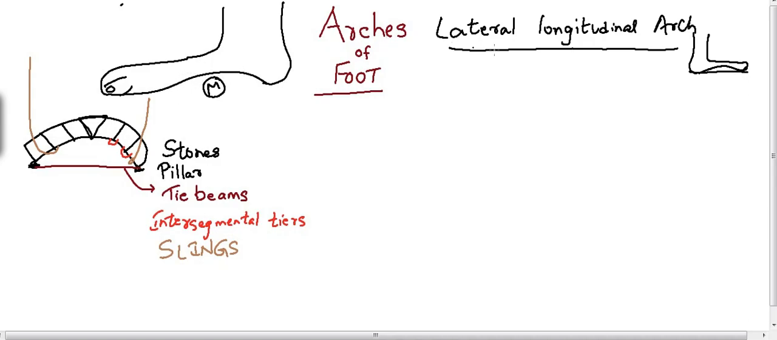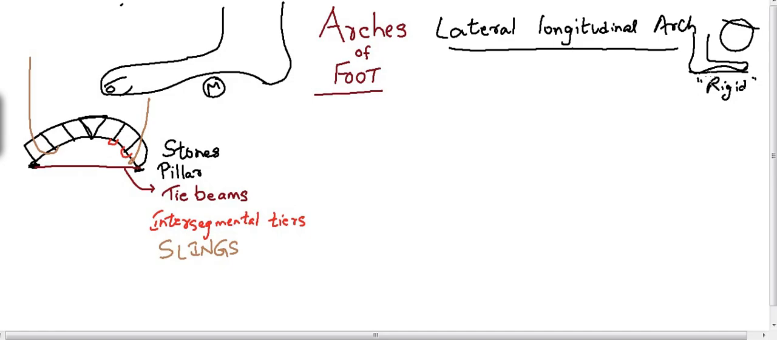Whereas on the lateral aspect of the foot, we can see it here, it's a small arch. It is a small arc of a larger circle. That is the lateral longitudinal arch. It's more rigid and helps in weight transmission. That is the main function of the lateral longitudinal arch.